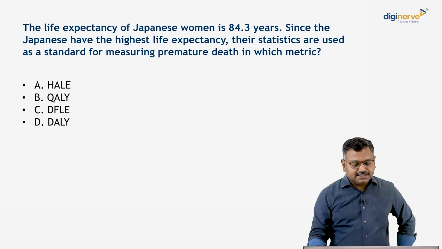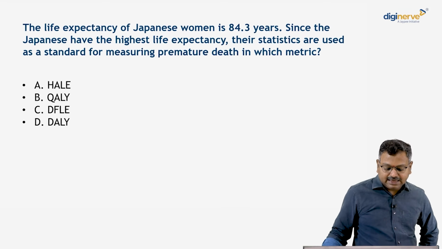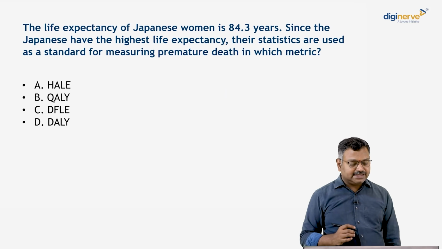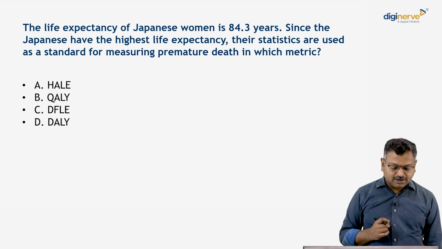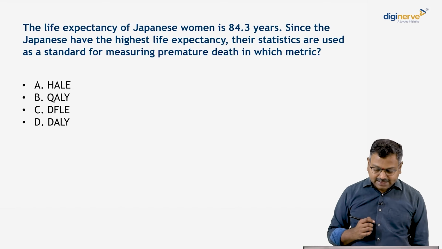The life expectancy of Japanese women is 84.3 years. Since the Japanese have the highest life expectancy, their statistics are used as a standard for measuring premature deaths. So what is this metric called? Is it called HALE, QALY, DFLE or DALY?